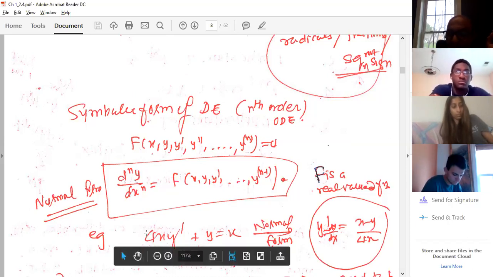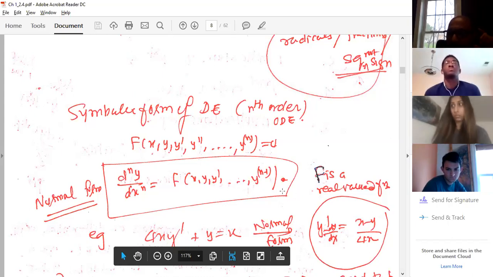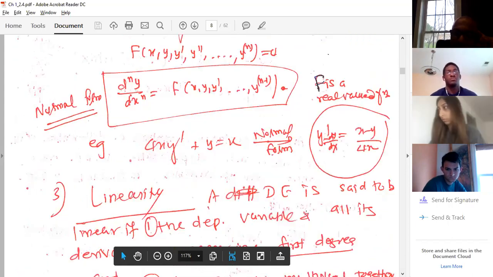Suppose we are given one equation. Here f is any real valued function. 4x y dash plus y equal to x. So what is the normal form? Normal form means you have to write the y dash in dy by dx form. So divide throughout by 4x. Y dash equals dy by dx. Take this y to the other side, so dy by dx equals x minus y divided by 4x. Now this is my normal form. Agree?